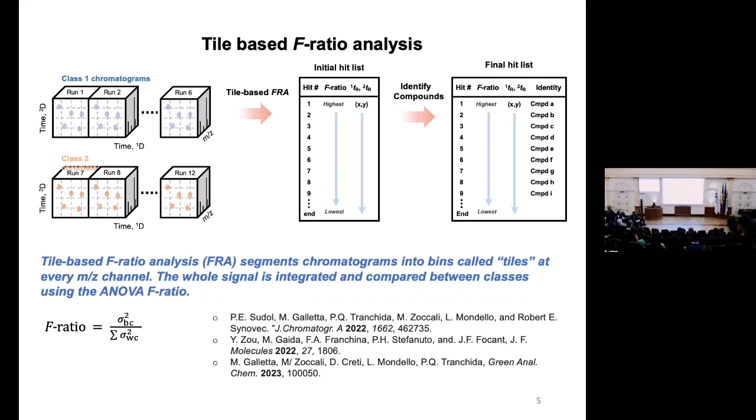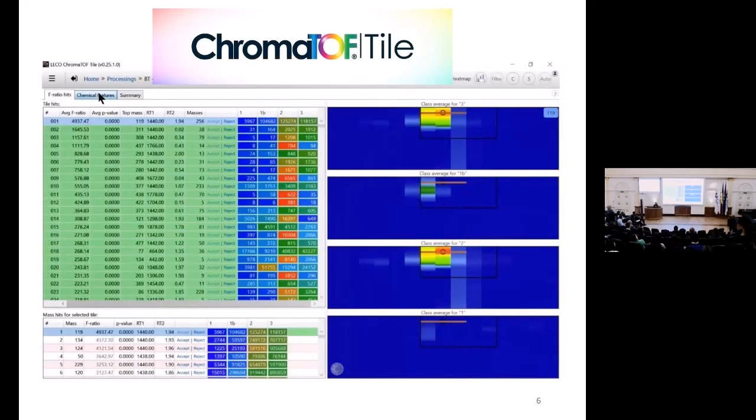And here's some recent work from our group as well as some others using this method. It's commercialized by LECO's ChromaTOF Tile. This is what a hit list looks like, and how you can click on the different hits and say what they are. The right panel shows you the averages in different classes, and you can see, oh yeah, that peak really is different between class 1 and class 2. It's not just our imagination.